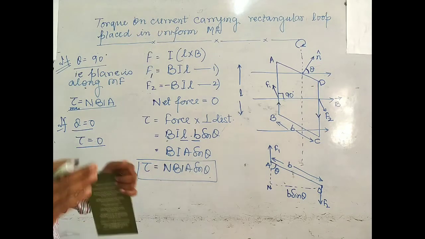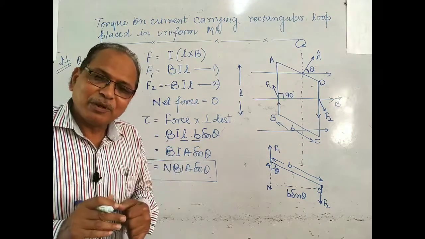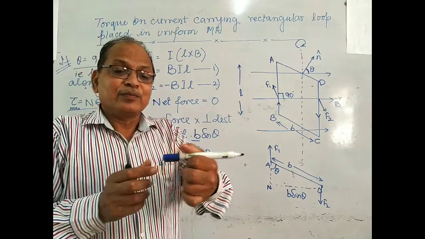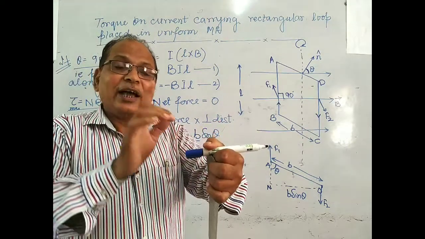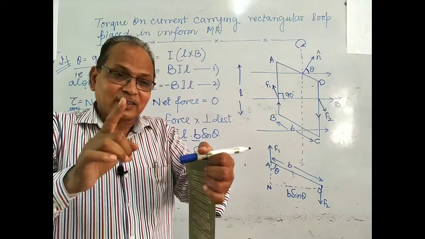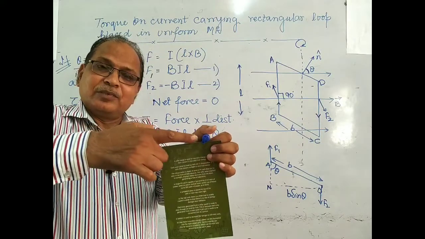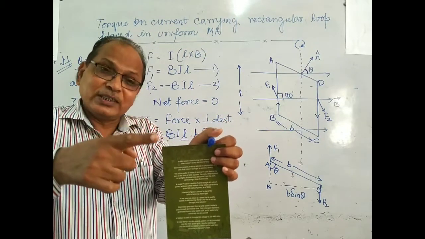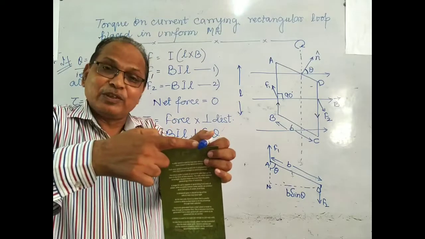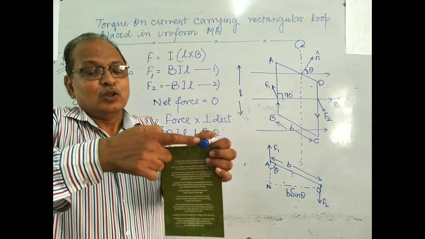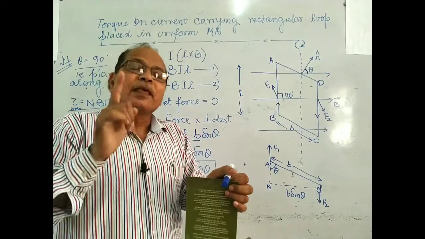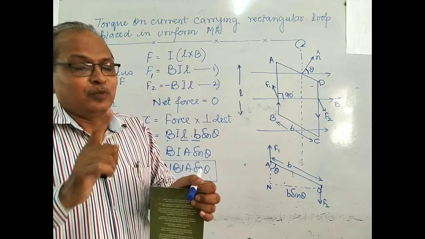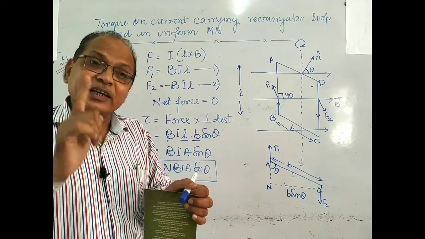So under what condition will torque be maximum? If this is the plane, this is the normal, and normal makes 90 degree like this. That is, plane makes 0 degree angle, or you can say normal makes 90 degree with the magnetic field lines. This is only possible if we have radial magnetic field. So students, we prefer radial magnetic field.